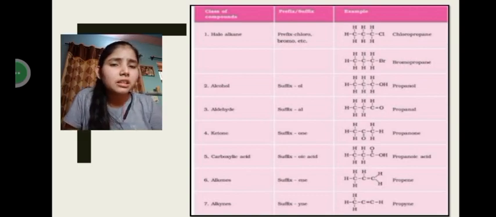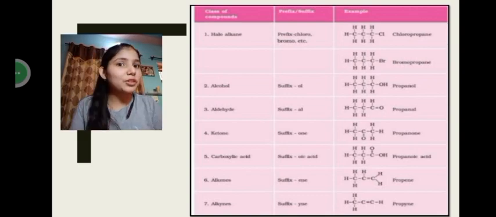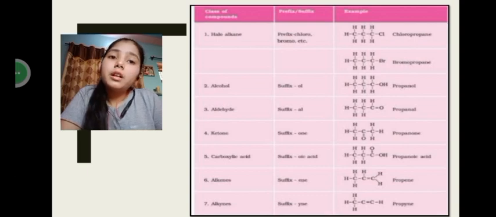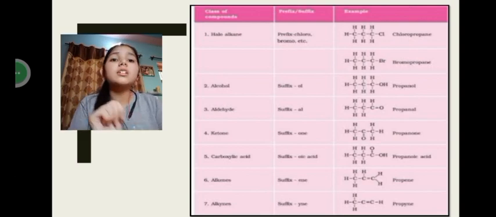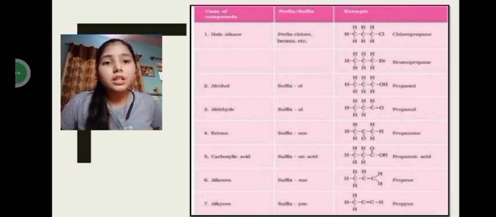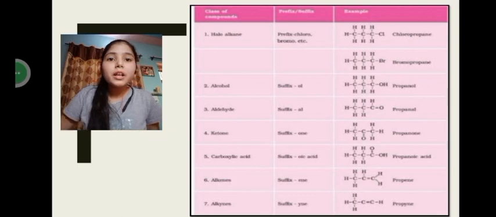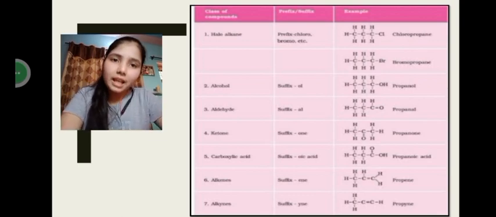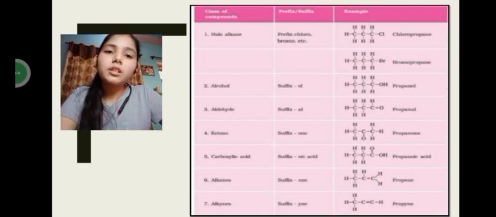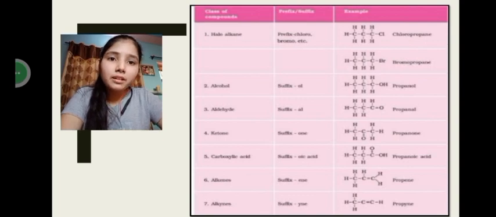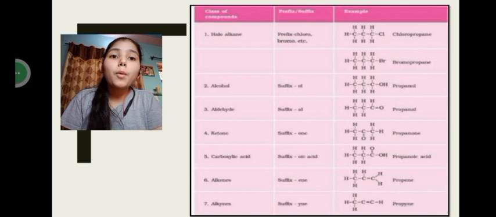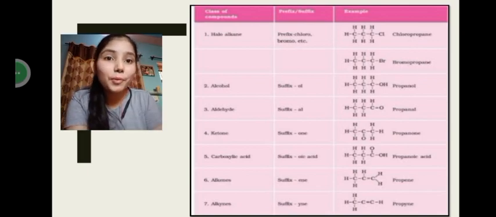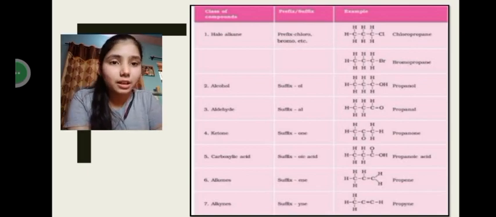As we have discussed in our fourth rule, if the root word contains a vowel, then the vowel is cancelled and the suffix is attached to it. Like propane, cancel out the E and attach ol, propanol. Okay, so this is all about alcohols.